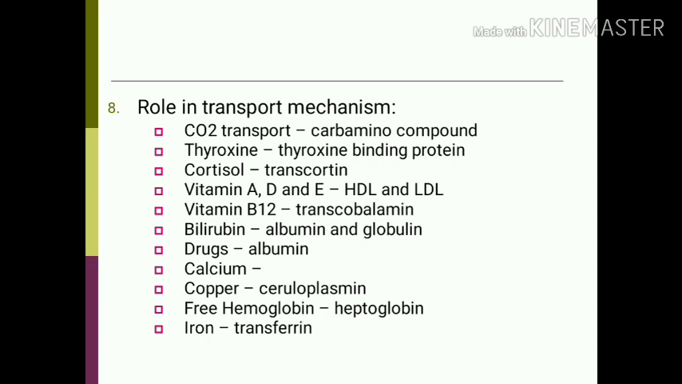Drugs bind with albumin. Calcium is also transported in bound form. Copper binds with ceruloplasmin, which is a plasma protein. Free hemoglobin binds with haptoglobin, and iron binds with transferrin.